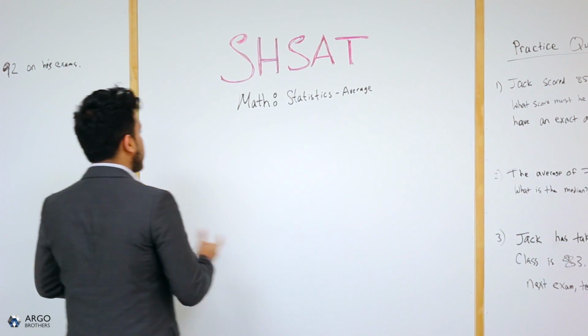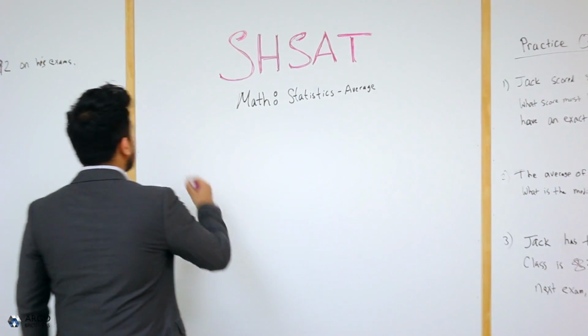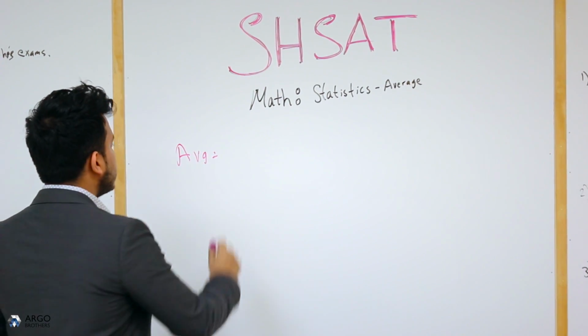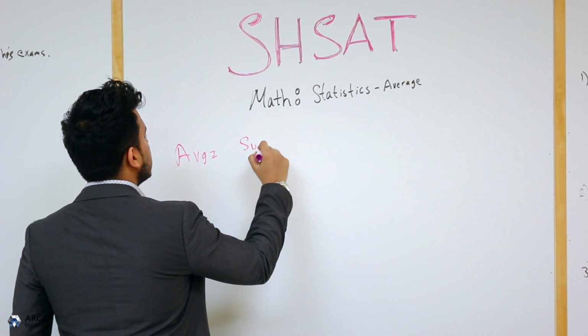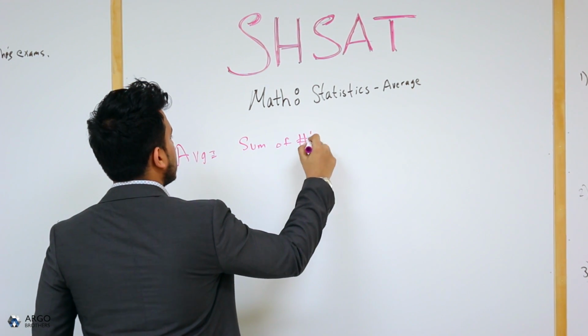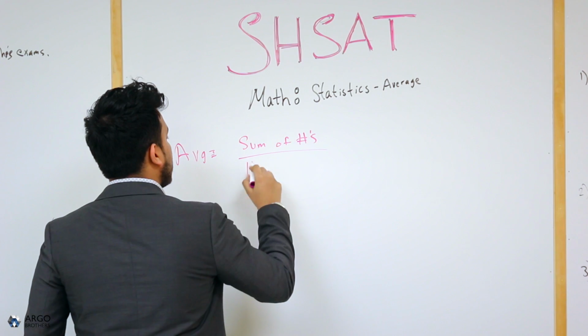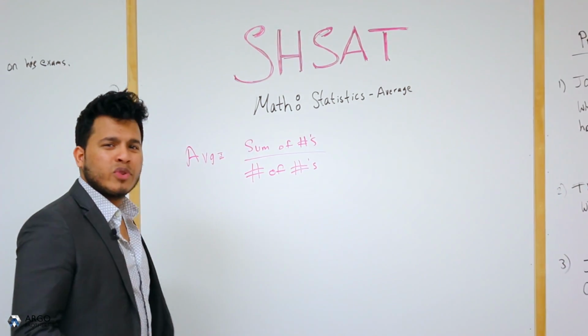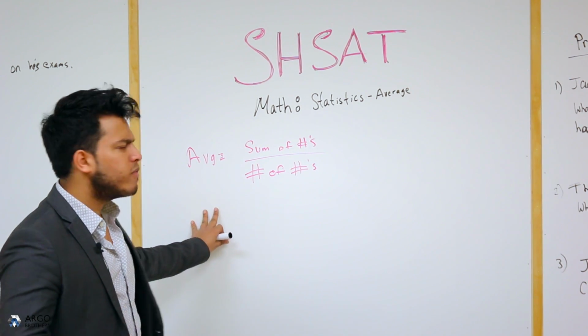So the average formula, once again, if you've looked at the previous video, you'll note that I discussed the average formula. The average formula is the sum of numbers over the number of numbers. And once again, ever since third grade, you've been using this formula, so you should be very familiar with how it works.